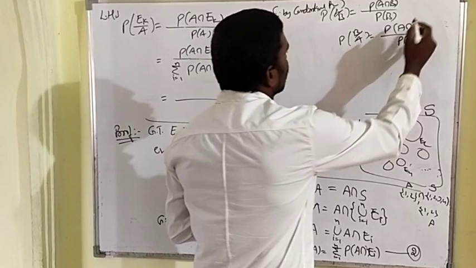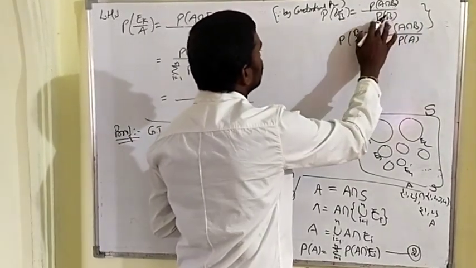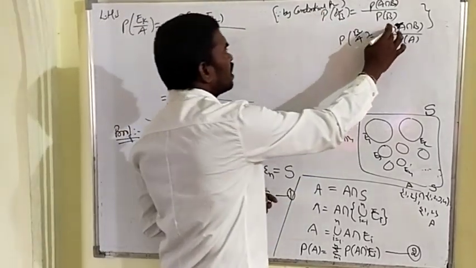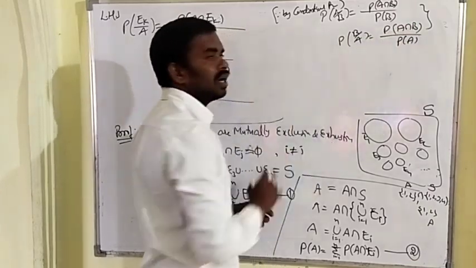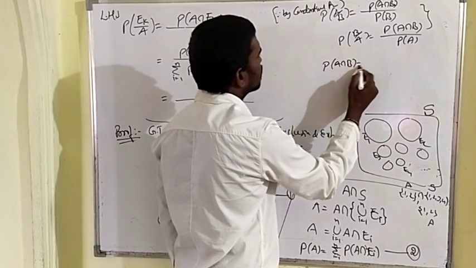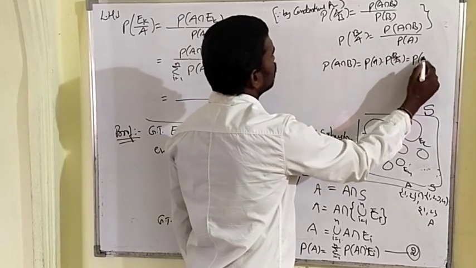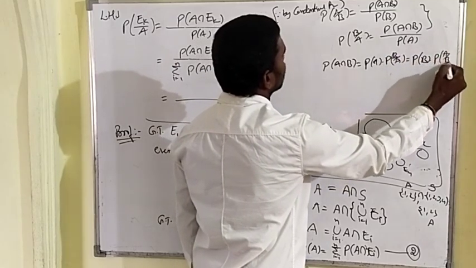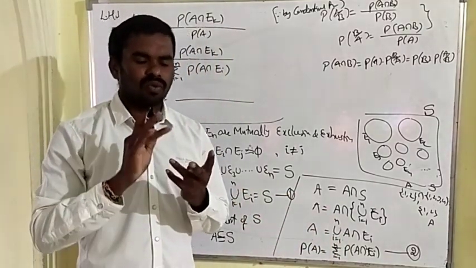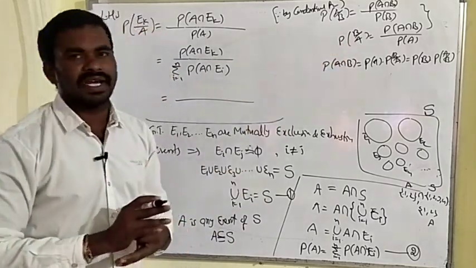So very simple, from these two conditional probabilities, P of A intersection B equal to P of B into P of A by B, and from here P of A intersection B equal to P of A into P of B by A. So the multiplication theorem says that P of A intersection B equal to P of A into P of B by A, which is equal to P of B into P of A by B. If you completed part 1, if you know what is conditional probability and multiplication probability, then you can simply get the idea.